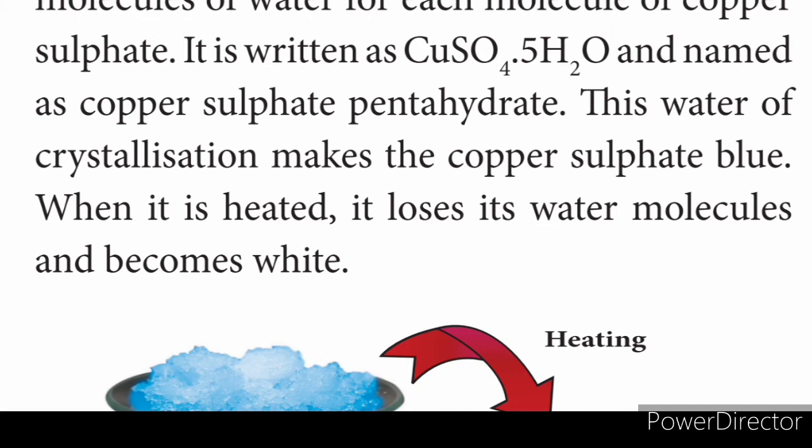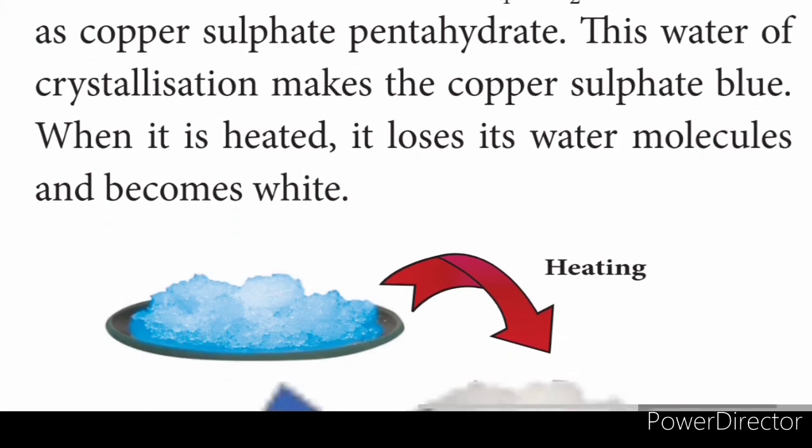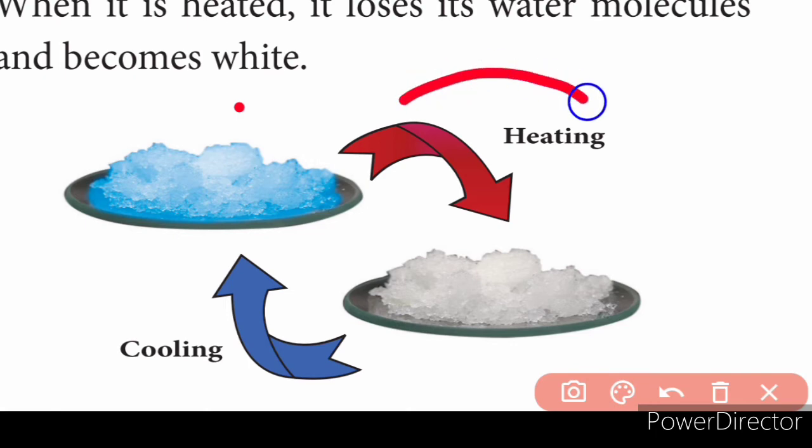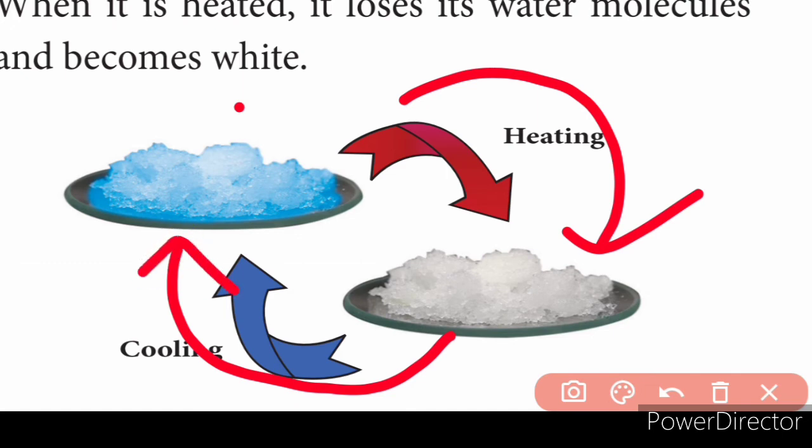So copper sulfate is blue in color, and when it is heated, it loses its water molecules and becomes white. When the crystals possess 5 molecules of water, they are blue in color. During the heating process, it loses the water molecules, so it loses the color and becomes white. Again, when it gets cooled, it retains its blue color back. Such a heating process is related to water of crystallization.